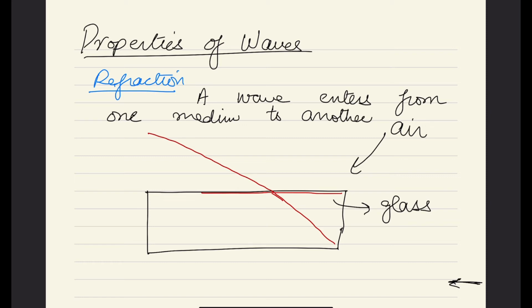So when a light wave or any other wave enters from one medium to another, its direction changes. Its speed changes depending on the type of material in which it is entering. We'll discuss it later on in the topic of light. But for now, just to get an idea, refraction is basically when a wave enters from one medium to another. That's the refraction. Now the next thing that we have to discuss is diffraction.